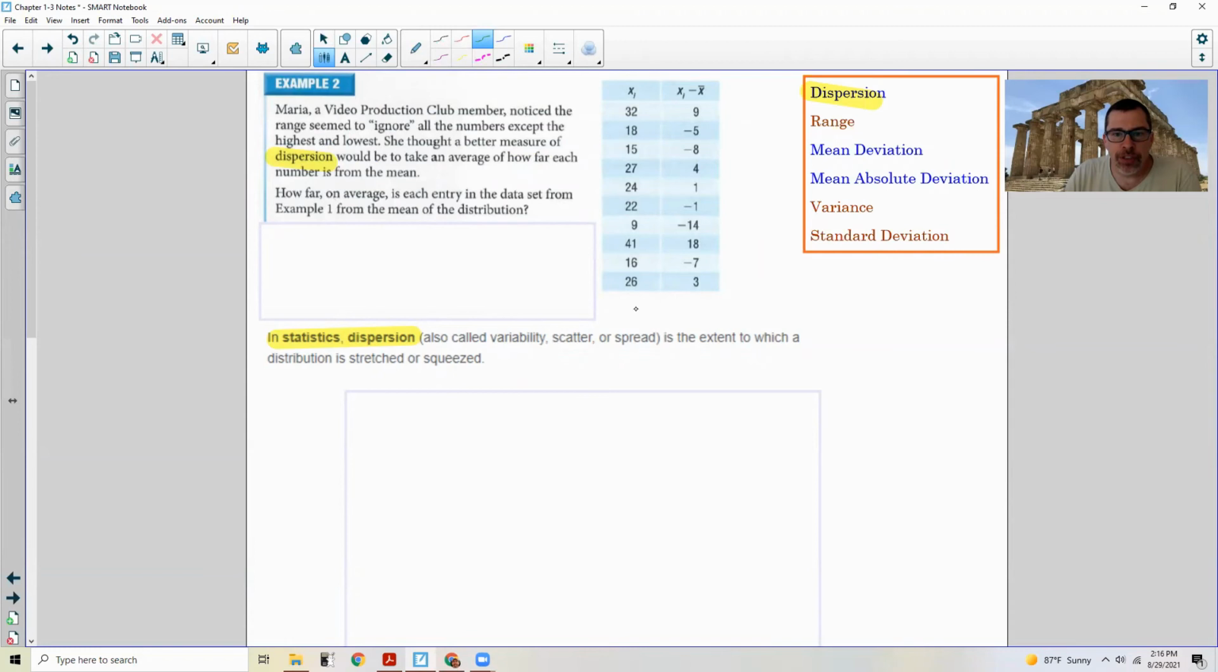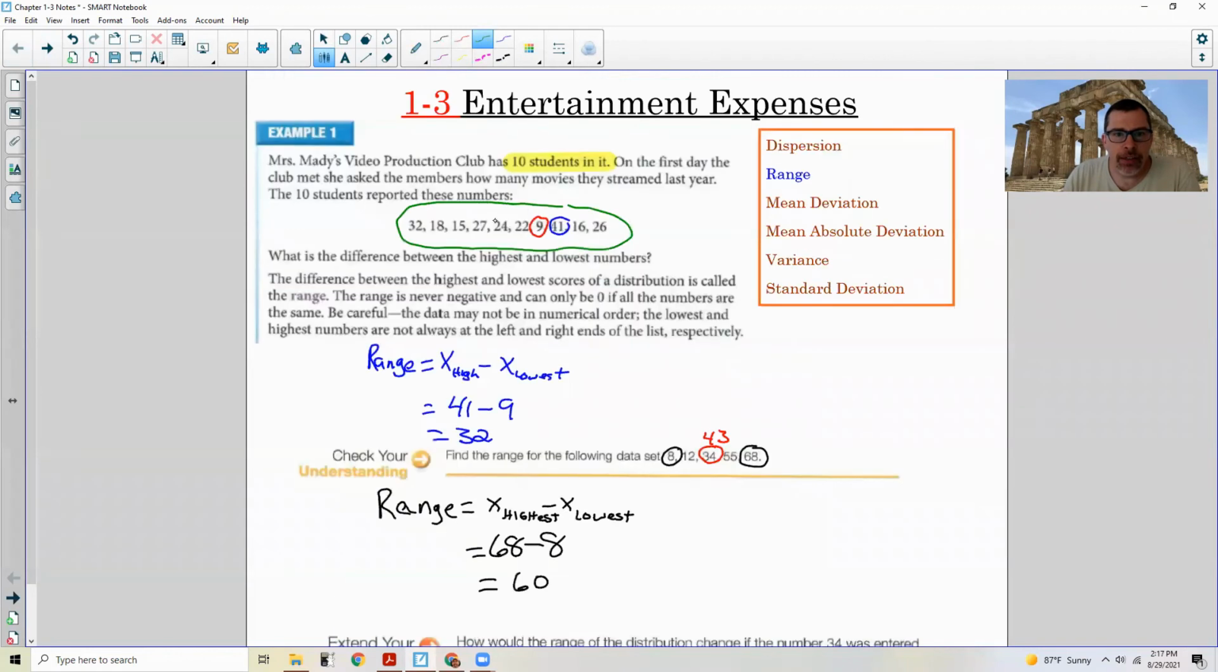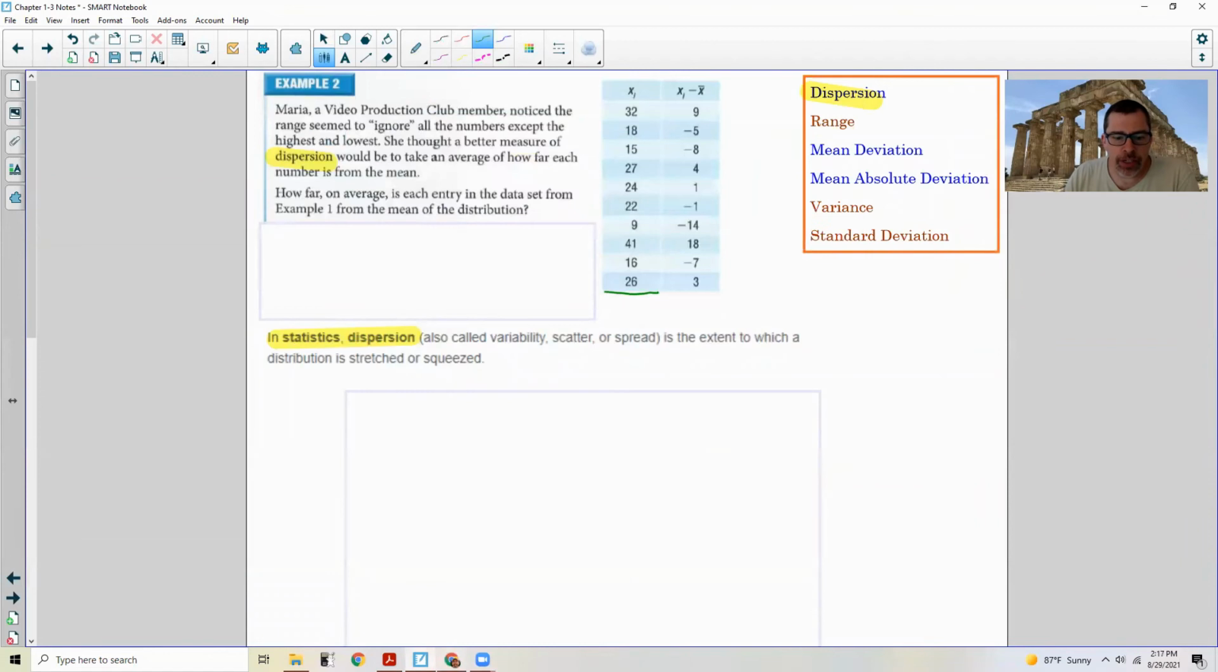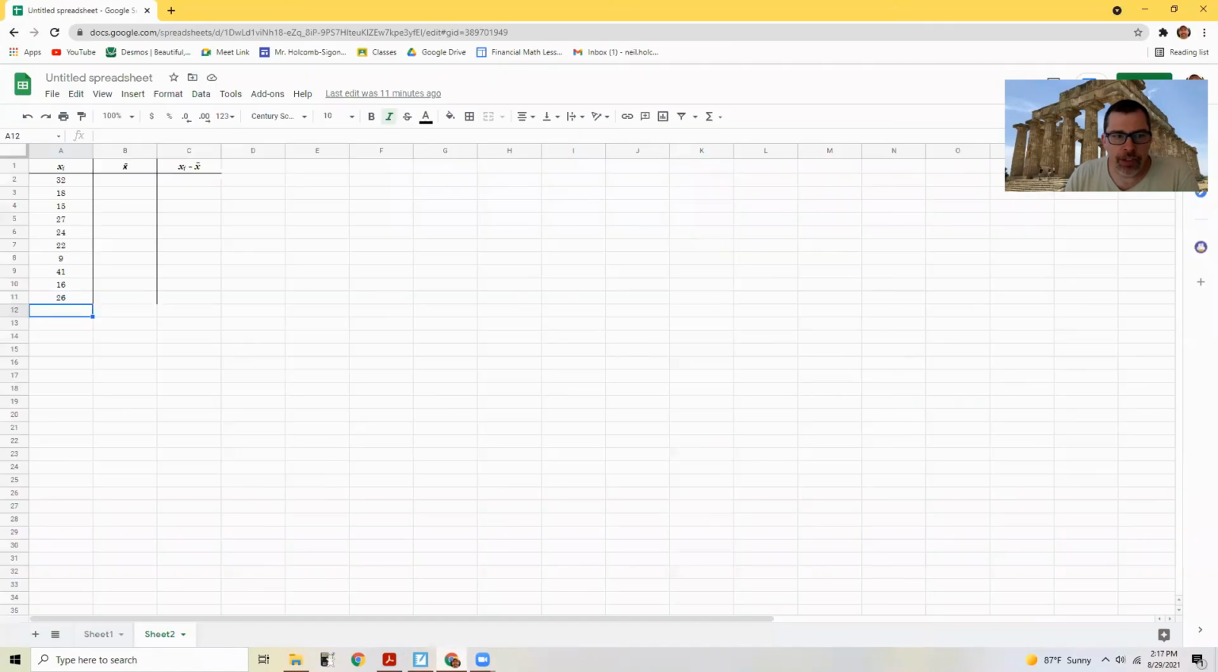They're not in order from least to greatest, okay? So what I want to do is find the average. So you're going to take this column, add it up, and divide by 10, okay? So I'm going to use a spreadsheet because it makes life easier. So I've already put those values in there. Now watch how easy it is to find the mean here.